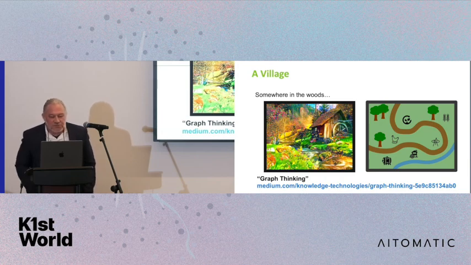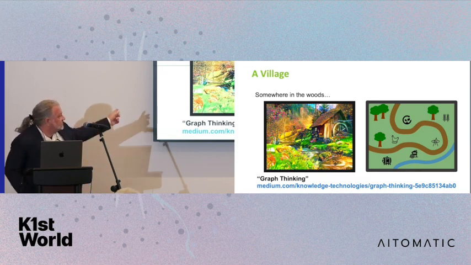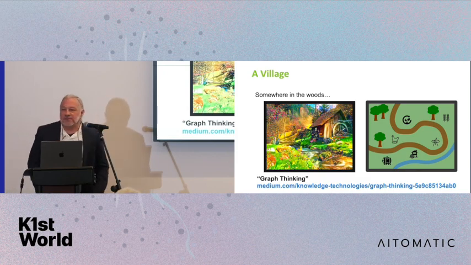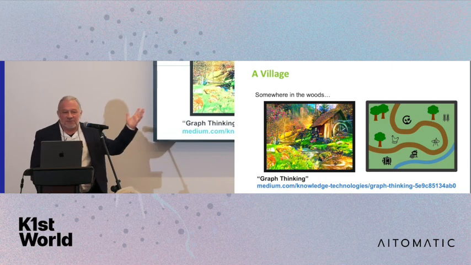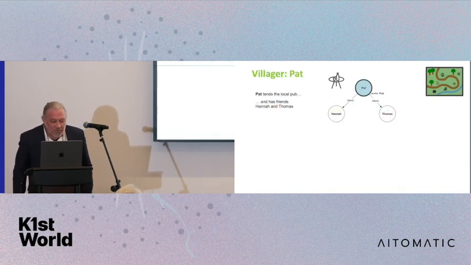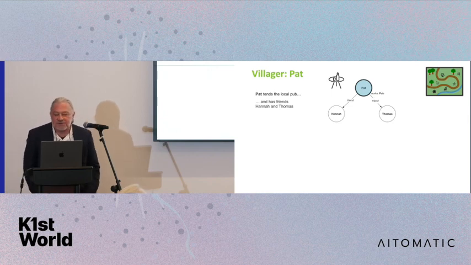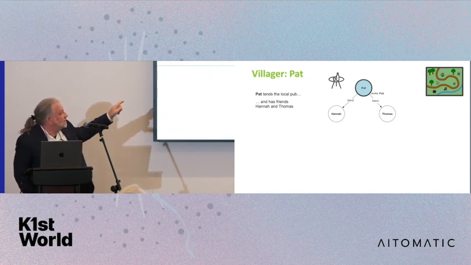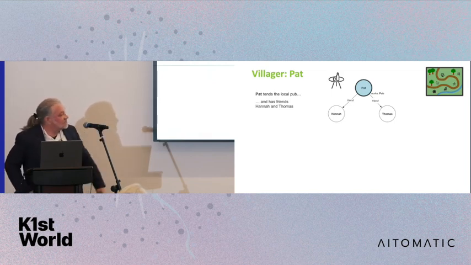So we wanted to introduce real briefly why we use graph technologies. Why is it important in this space for physical work? So just imagine that you're in a small village, maybe somewhere in a medieval village in the Black Forest, and we're going to build up a representation here for the village. We've got Pat. Pat runs a pub, and Pat has a couple of friends, Hannah and Thomas.